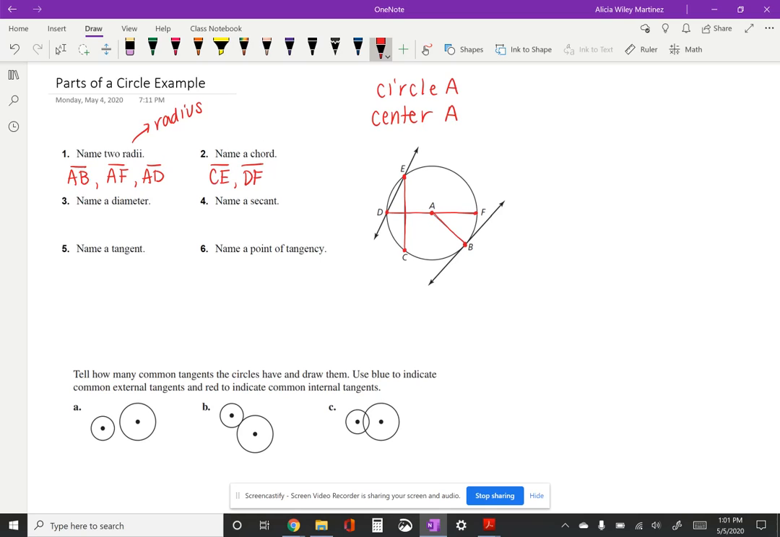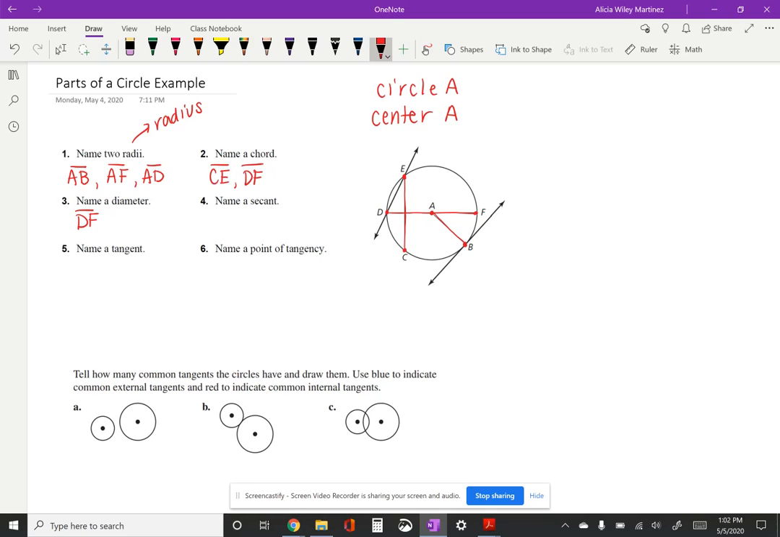The next question asks for the diameter. The diameter is just a special type of chord. It does have both endpoints on the circle, except the difference is the diameter must go through the center. So it is a chord, but it's a chord that goes through the center. So our chord that went through the center was DF.